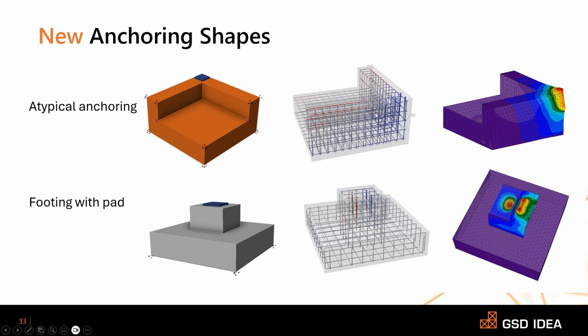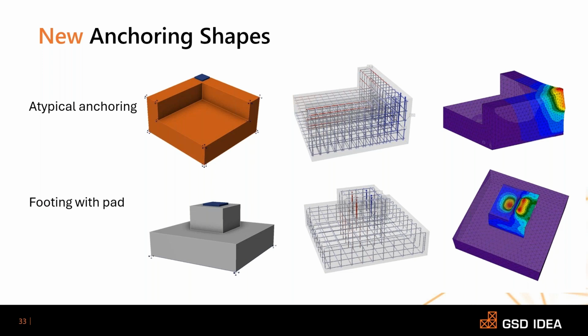And the reinforcement was shaped in the shape of the concrete block, and also you can see the stress contours for the same shape. The second one was a footing with pad, which is basically used for a column footing or pedestal. And on the right side, you can see the reinforcement placed in the same shape as the concrete block, and also you can see the stress contours for the same.